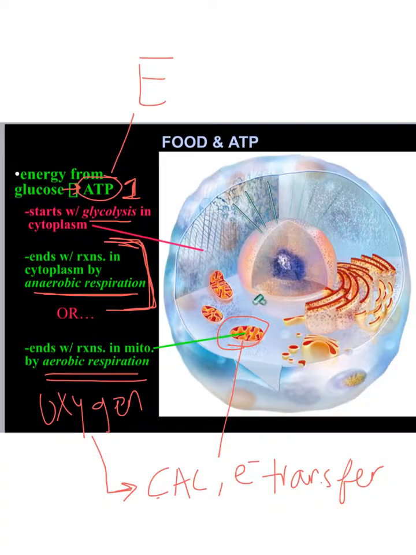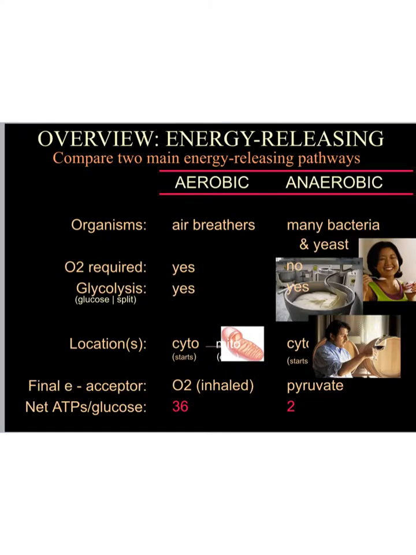All right, so let's look at a quick overview comparing aerobic respirators from anaerobic respirators and looking at the energy sources. Aerobic respirators are your air breathers, whereas anaerobic respirators are mostly your bacteria and your yeast. So things that we use to make bread, yogurt, wine, some cheeses, all of those things are what we refer to as anaerobic respirators. So they do not require oxygen, whereas our air breathers, like humans and other animals, absolutely do require oxygen.